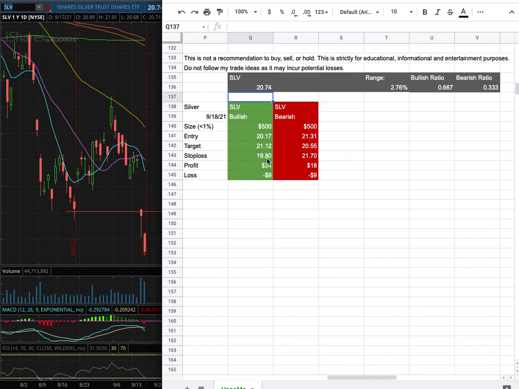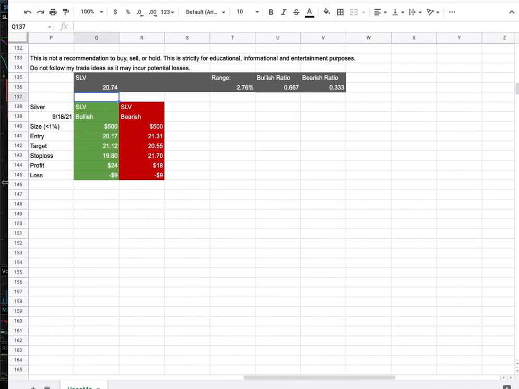However, if I were to open a short position, my entry is at $21.31, and that is this range there. My sell target is at $20.55. My stop loss is at $21.70. So whichever entry price were to hit first, that'll be my position of the week.